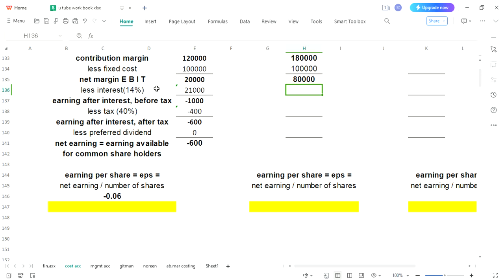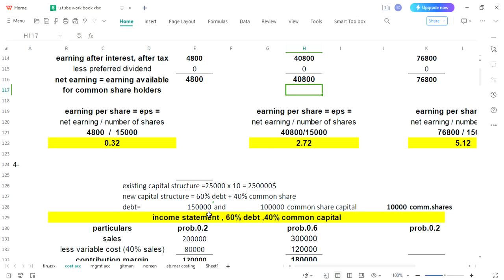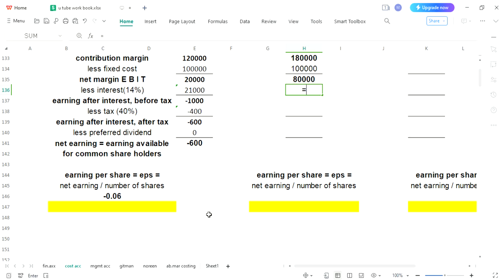Interest now would be calculated at 14%. The amount of debt we have decided is 150,000. And you need to calculate your interest at 14%, so multiply by 14 divided by 100. We have got our interest at 14%. So it means we are now open to calculate our earning after interest but before tax. Please give me just a few seconds. I'm just returning back.